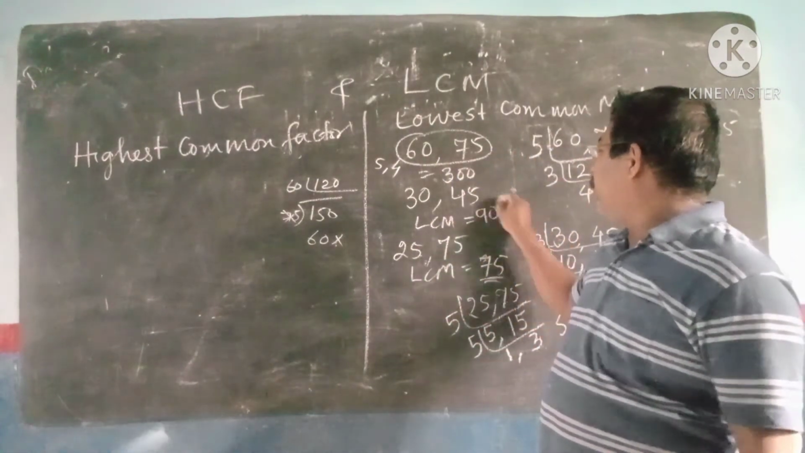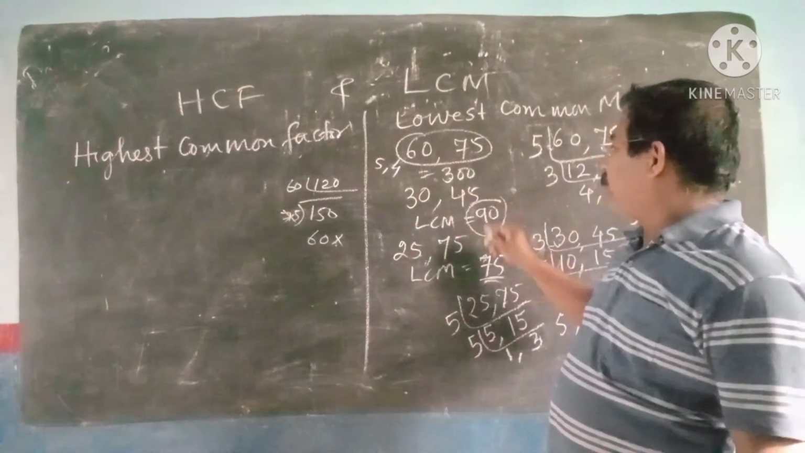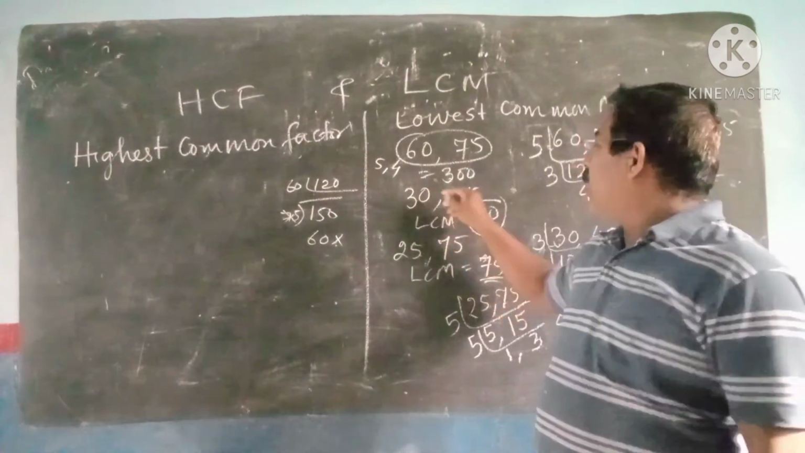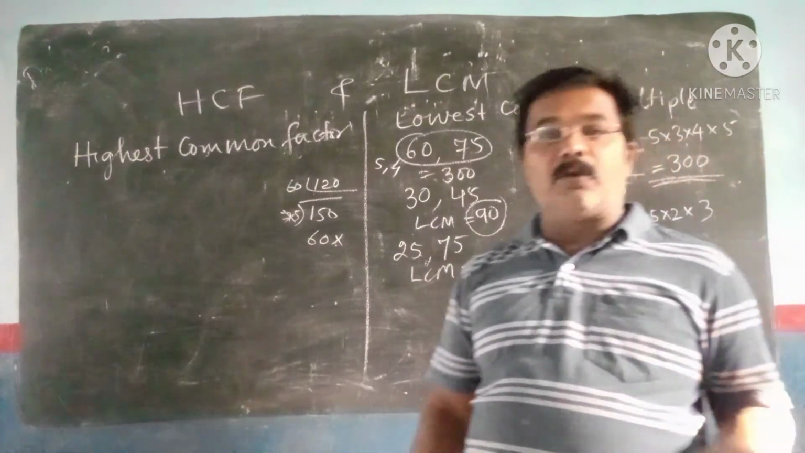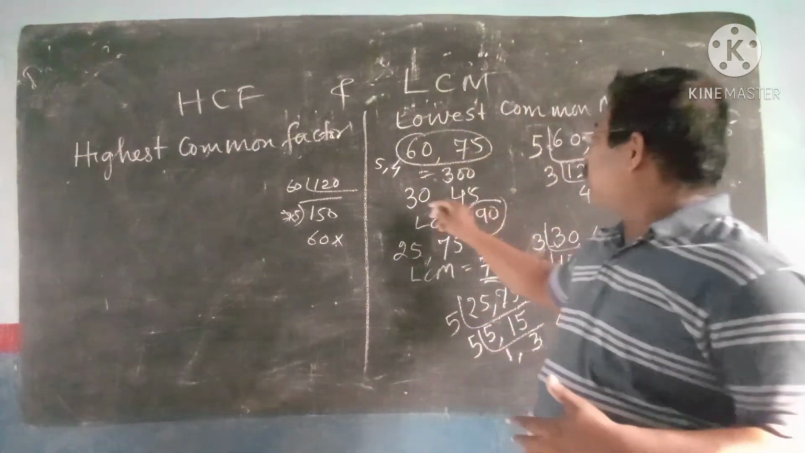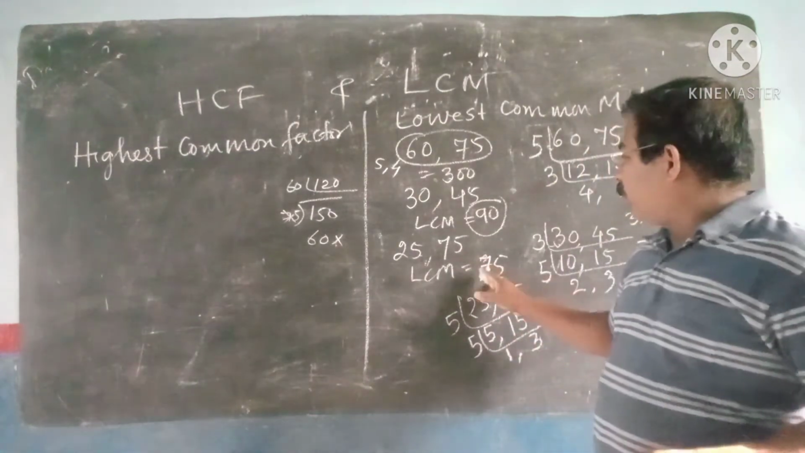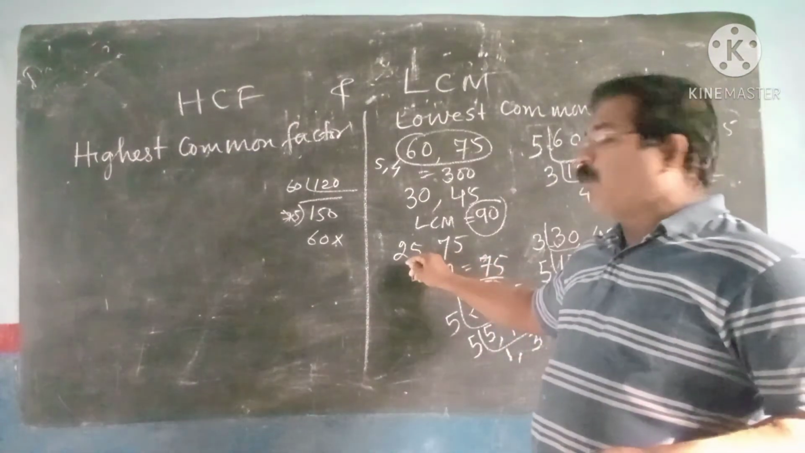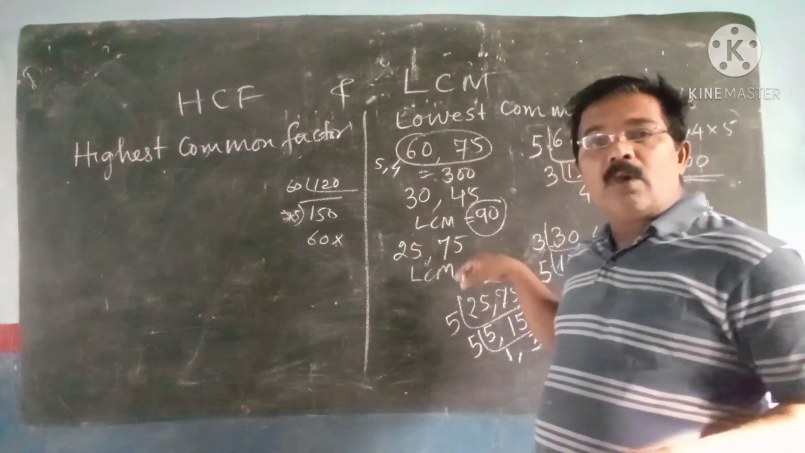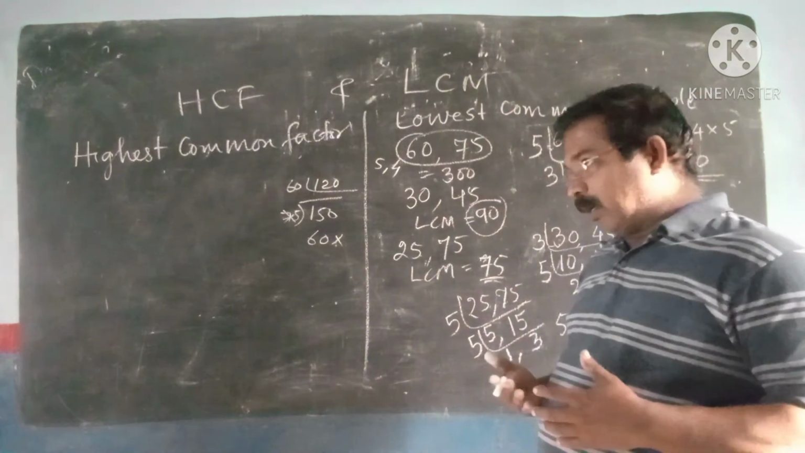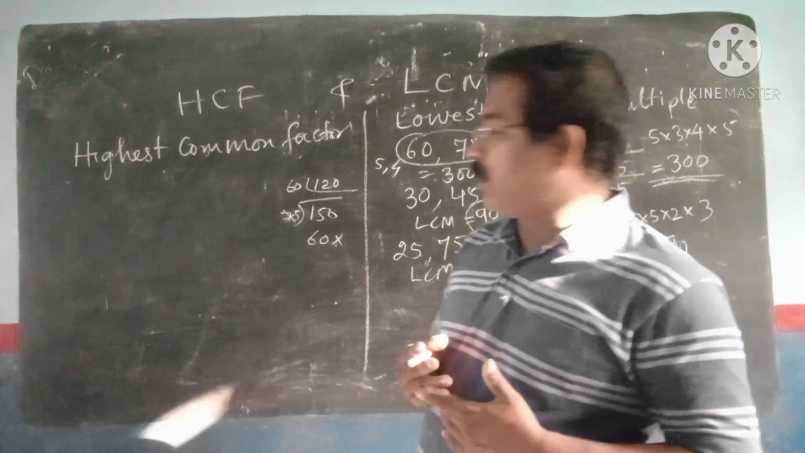Now take 90. It is the common multiple of 30 and 45: 30 three times and 45 two times. There is no number smaller than 90 which is a common multiple of both 30 and 45. In the same way, 75: 25 is also divisible into 75, and 75 is a multiple of 75. There is no number lower than 75 which is a multiple of both these numbers.